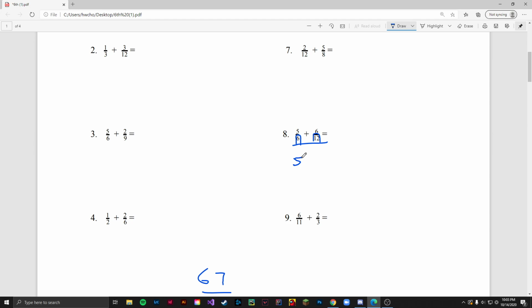So you get 5 over 6 times 2 over 2 plus 6 over 12. Well, 5 times 2 is 10. 10 plus 6, 16 over 12. If you want to simplify further from here, then you can divide and you get 4 over 3.